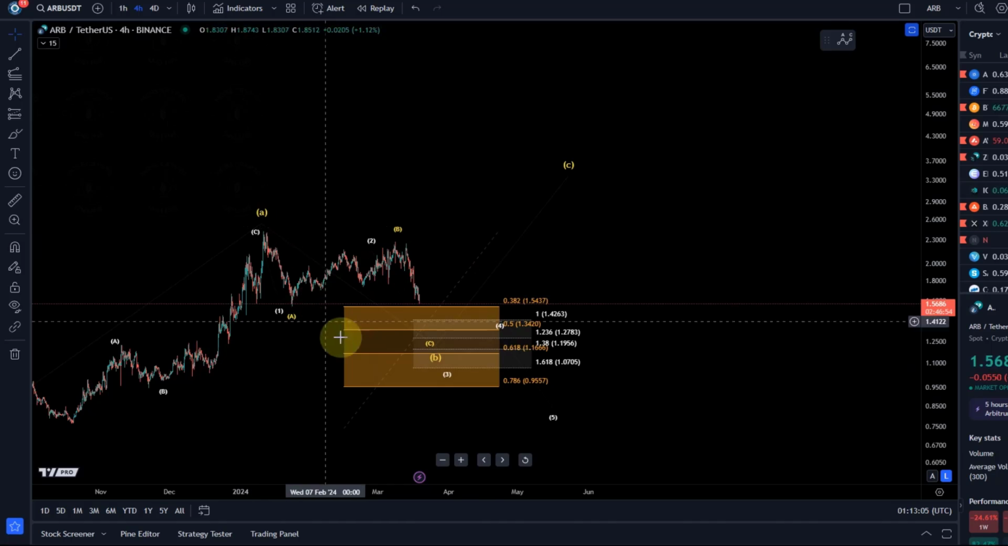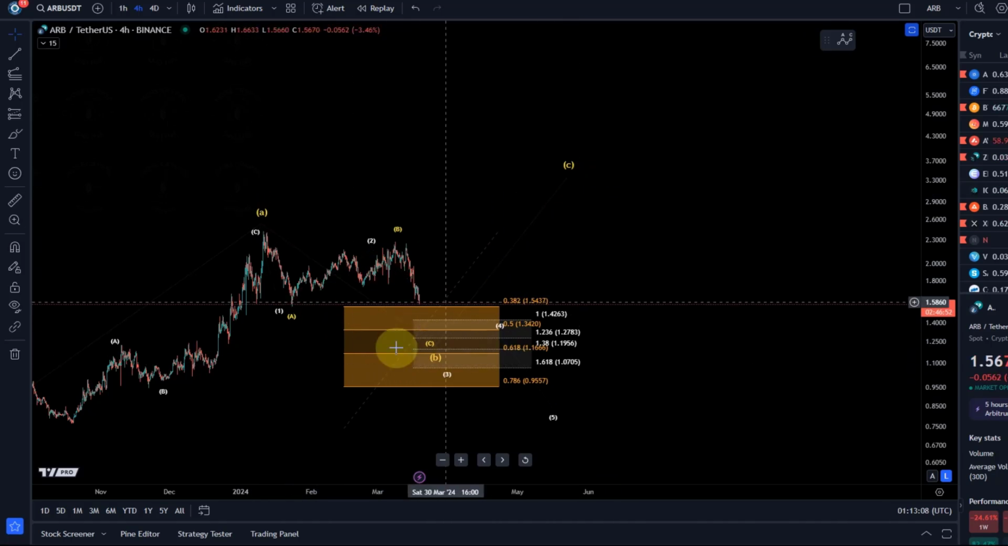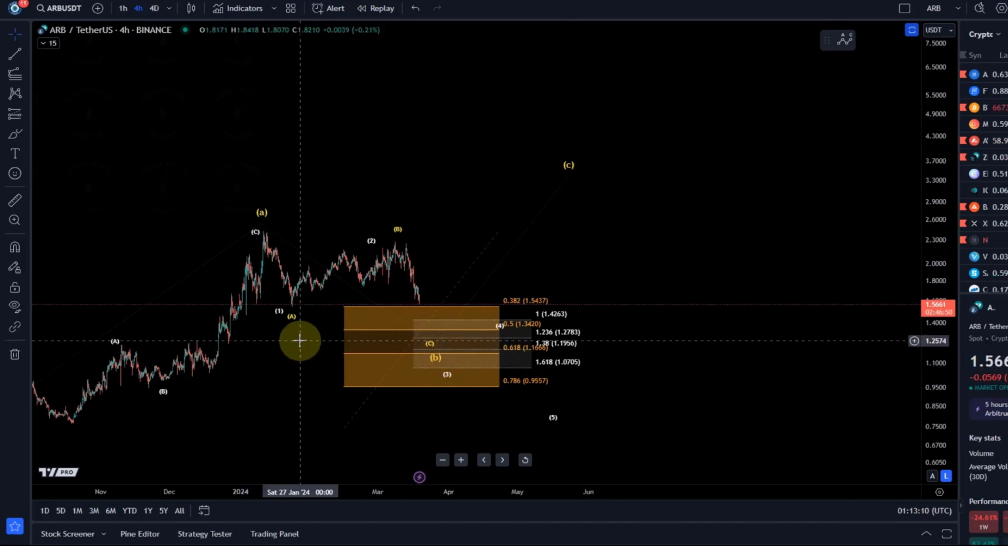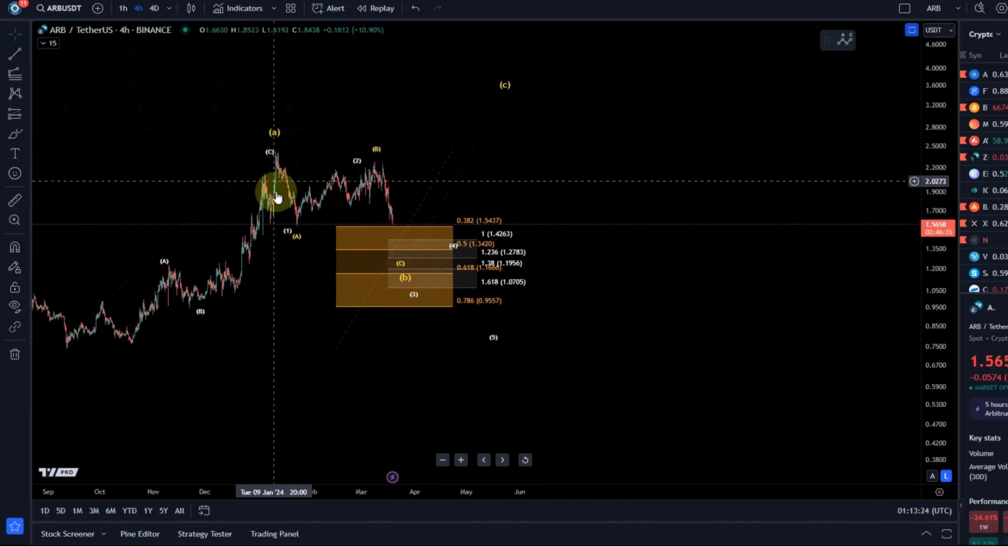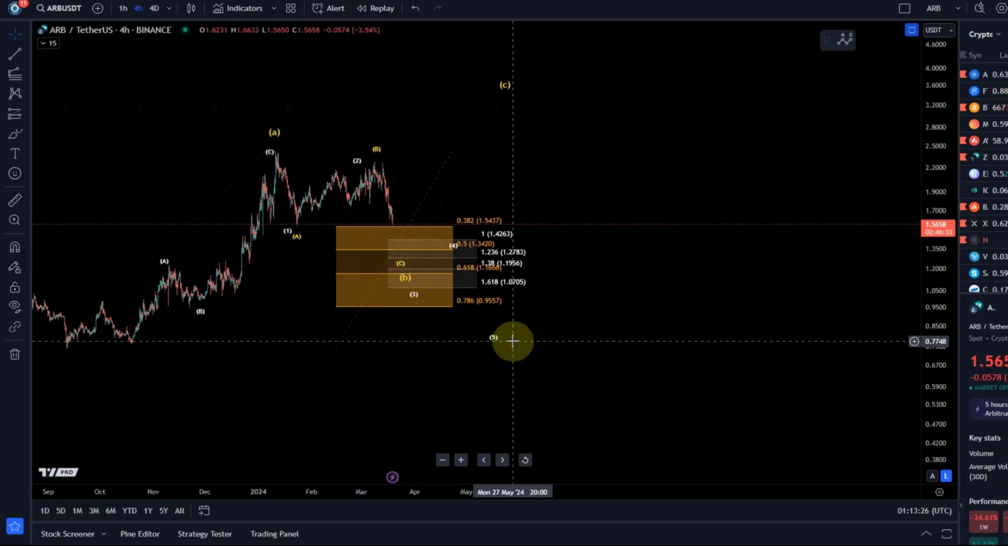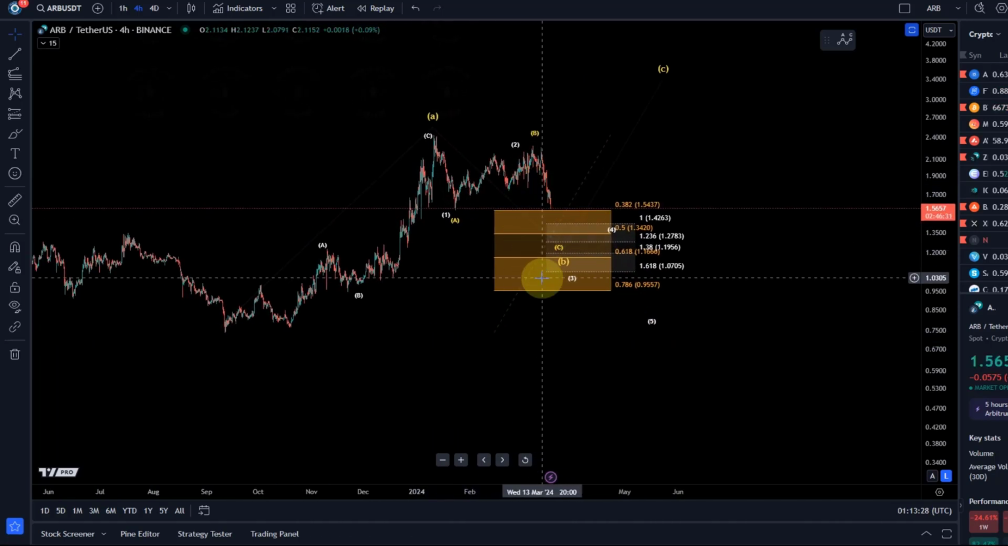The yellow count overall here, which is the at least short-term bullish one, has a chance as long as the price is holding above 95.5 cents. Any break below that would shift probabilities towards the white count, which is the more bearish one, in which we have a 1, 2, 3, 4, 5. Wave 3 is currently unfolding.